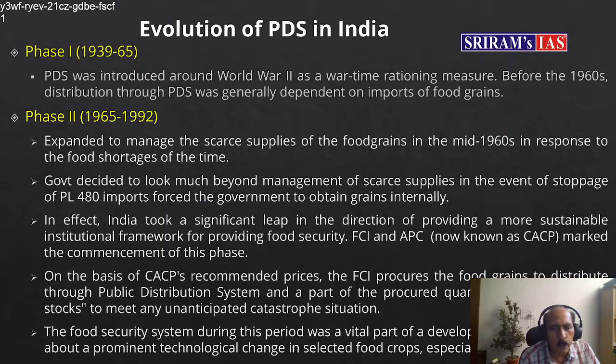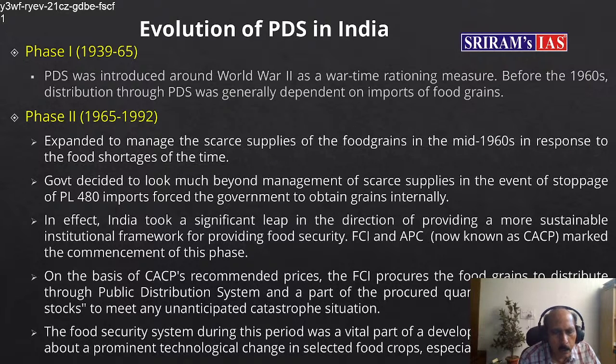One is the Food Corporation of India, which was set up in 1965-66 through the FCI Act to implement the PDS system in the country. The second important institution which came into being was the Commission on Agriculture Costs and Prices. Earlier it was called the Agriculture Price Commission, but subsequently it was renamed as the Commission on Agriculture Costs and Prices.